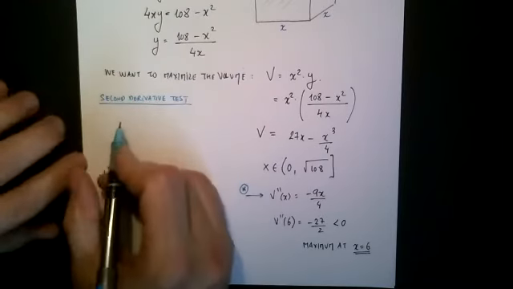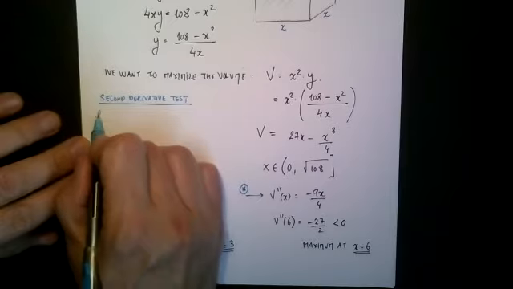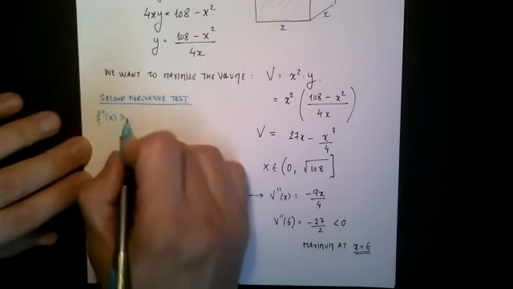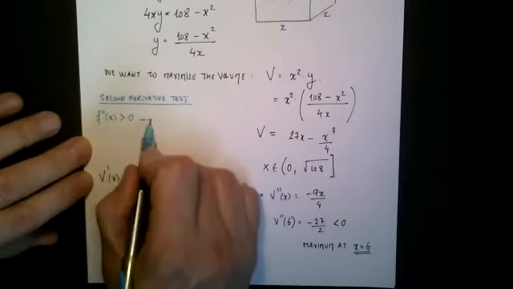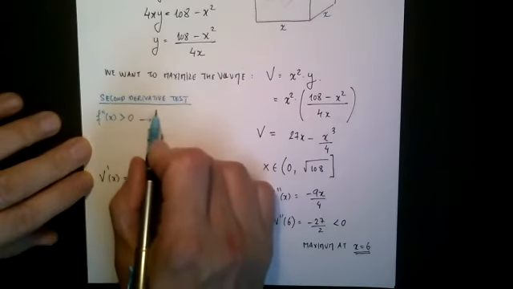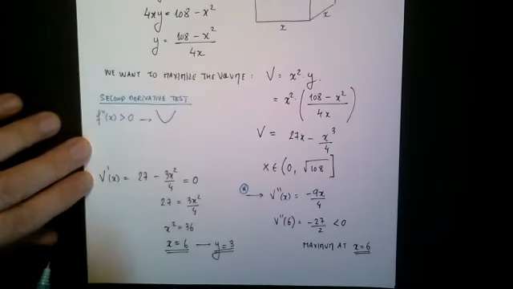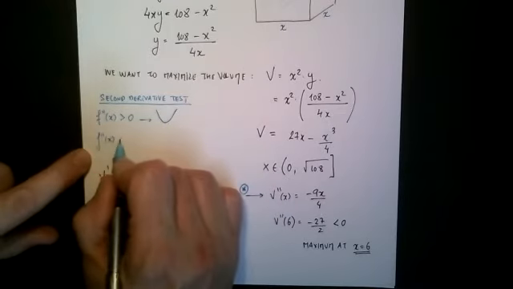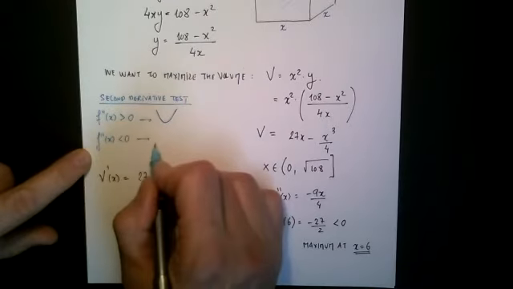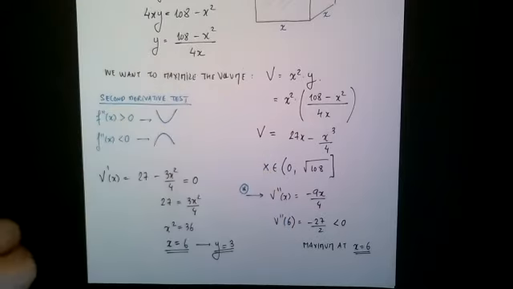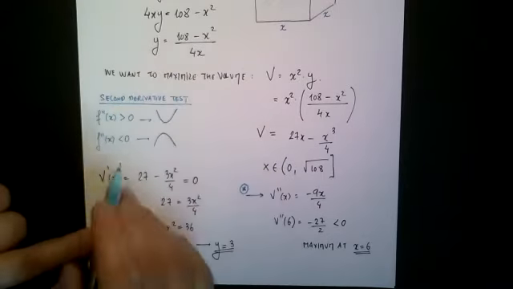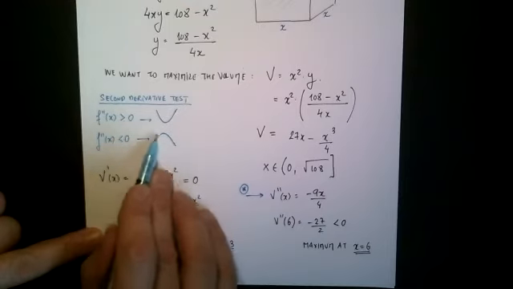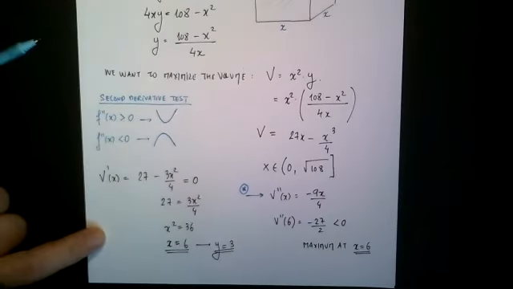Okay, so if f prime prime of x is positive, this means that my curve is like this. And if f prime prime of x is negative, that means that my curve is concave down. So positive, happy; negative, sad. That way you don't forget.